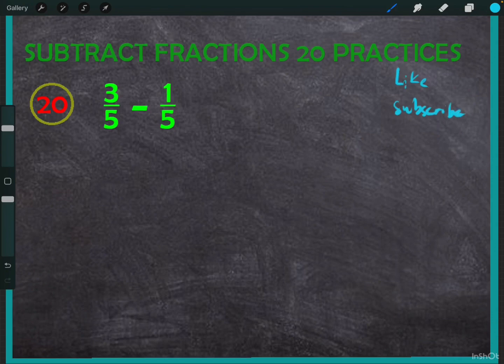Alright, so we go ahead and look at the practice 3 over 5 subtract 1 over 5. These two fractions have the same denominator, which is 5. So to subtract them, we go ahead and write the denominator again, 5, and we subtract the two numerators. 3 subtract 1 is 2. 2 over 5 is the answer.